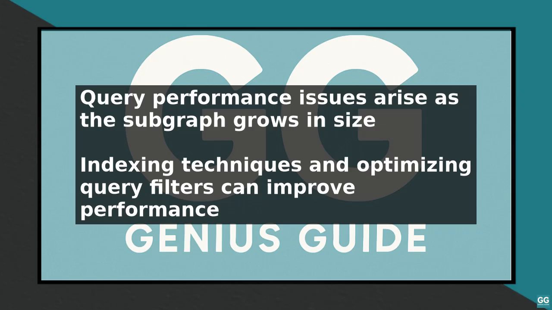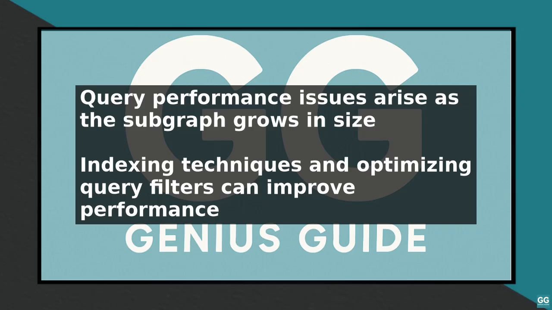Common Issue 3: Entity resolution. Entity resolution is another common issue with Uniswap Subgraph. This occurs when the subgraph is unable to properly resolve entities, such as users or contracts, resulting in incorrect or missing data. To resolve this issue, developers can use entity resolution techniques, such as using unique identifiers and implementing data validation checks.